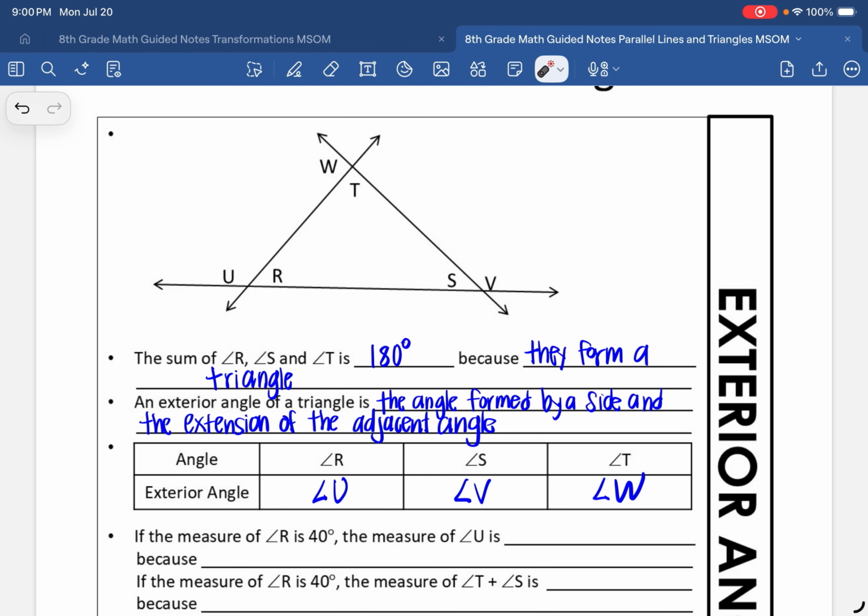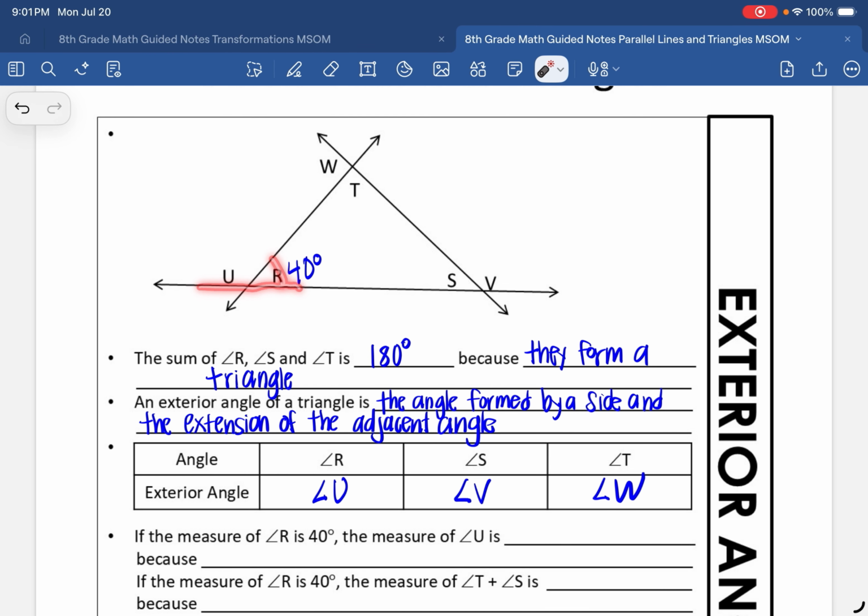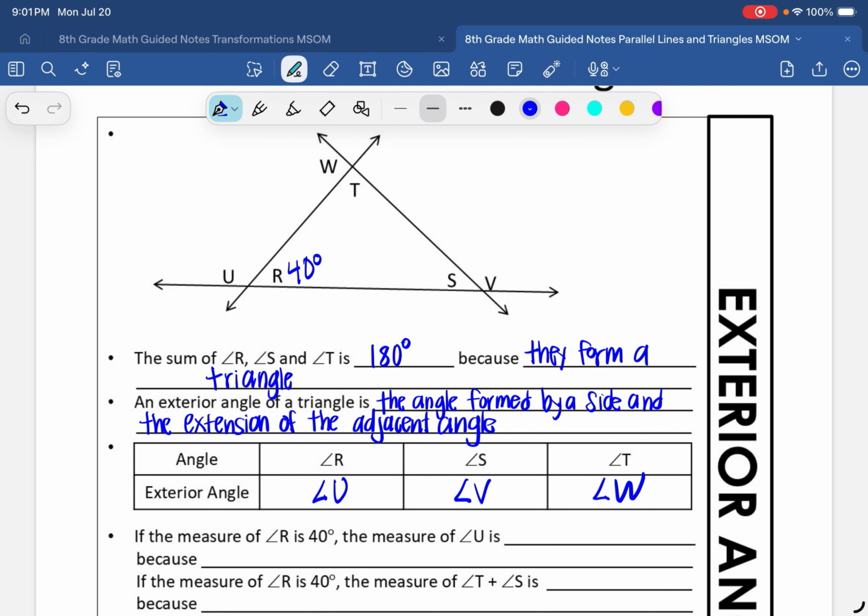If the measure of angle R is 40 degrees, let's write that on our diagram. The measure of angle U is, so this is 40, and U is going to be 180 degrees minus 40, because this angle and the exterior angle will form a line, which is 180 degrees. So to figure out U, I can go 180 minus 40, which is 140 degrees.